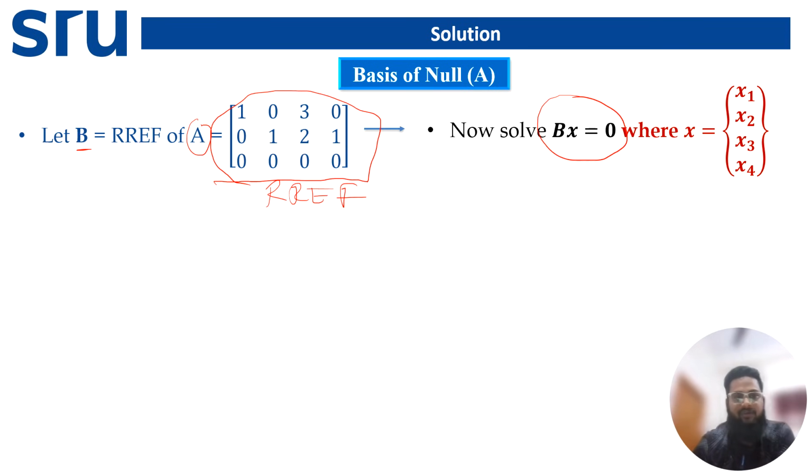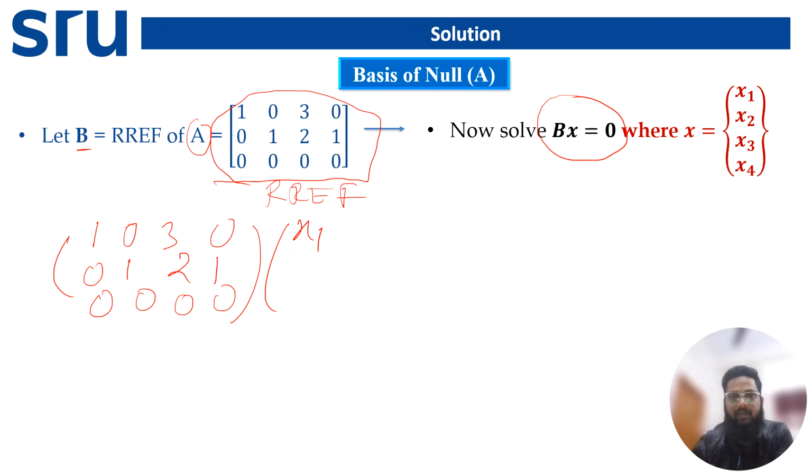So this is RREF form. We are going to discuss [1 0 3 0; 0 1 2 1; 0 0 0 0] and we're going to multiply. As it has 1 2 3 rows, we have to use 4-component vectors. You have to multiply this row into this column.